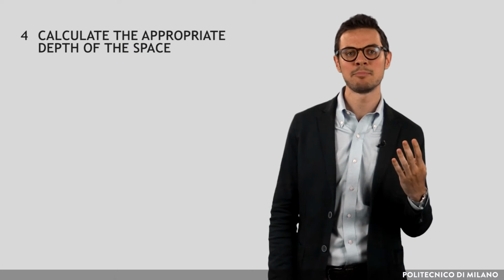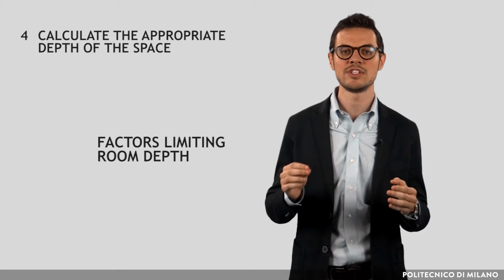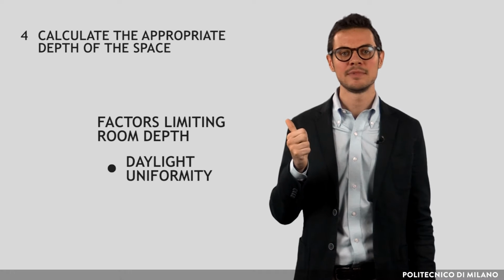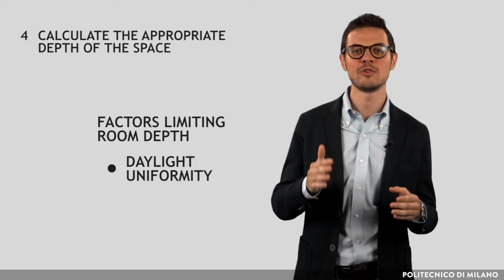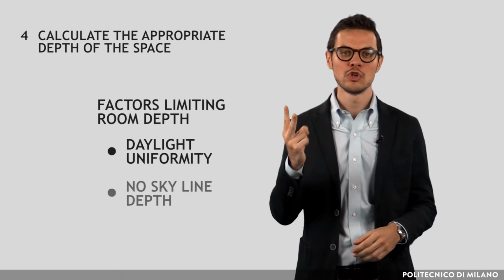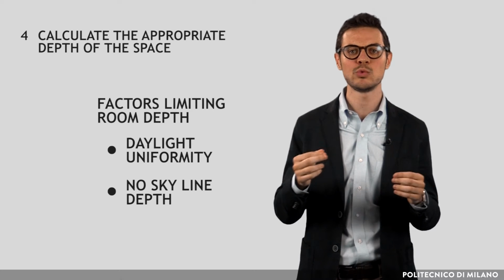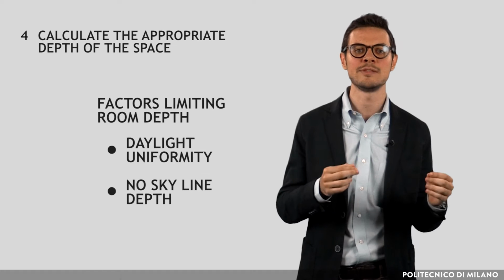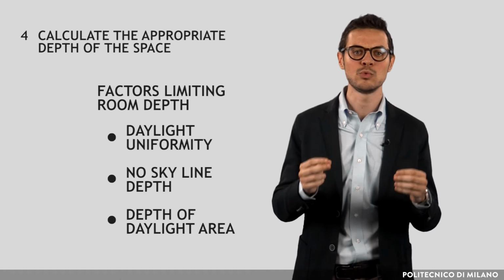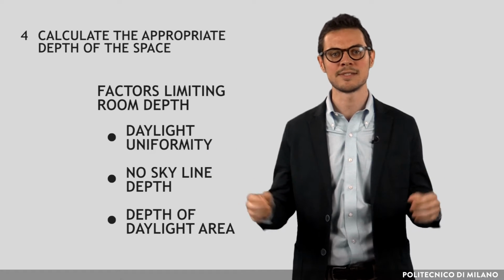The fourth step, 3-factor limiting room depth, should also be considered in the light design. The light uniformity: distance at which the uniformity of the lighting levels throughout the space drops. No skyline depth: distance away from the windows at which the skyline is no longer visible. Depth of the daylight area: distance to which meaningful levels of daylight extend throughout the space.